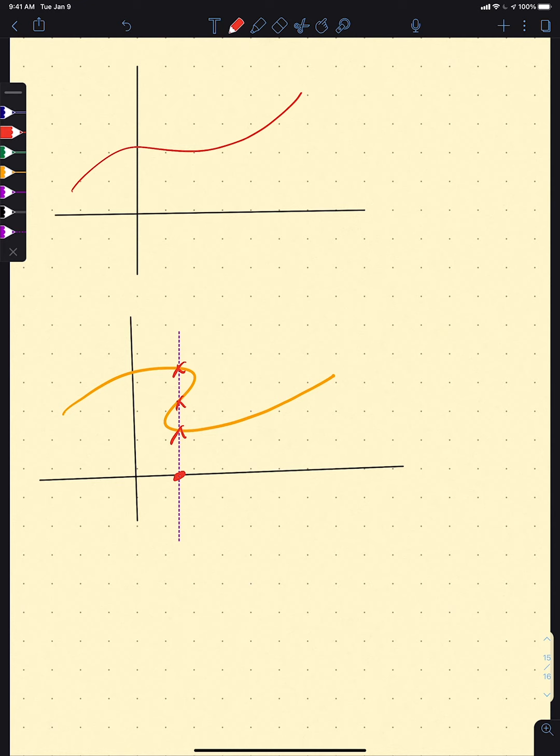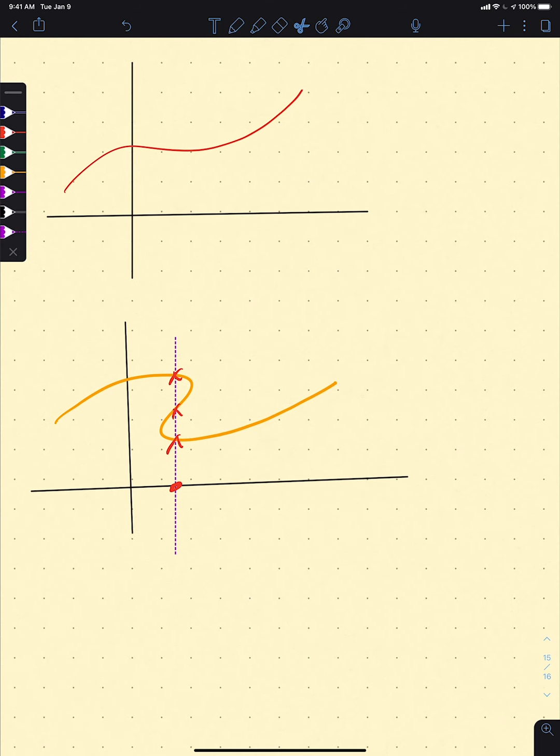The vertical line test states that a curve in the plane is a function if and only if, notice that it uniquely determines whether or not it is, no vertical line intersects the curve more than once. Or, put in more human terms, if I sweep this vertical line across the curve, it only ever touches it once. So let's do some more examples.